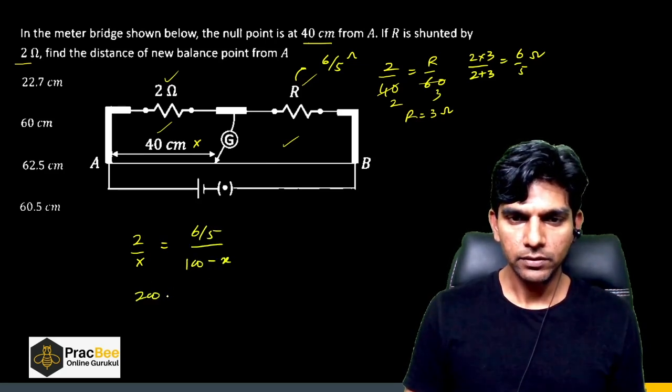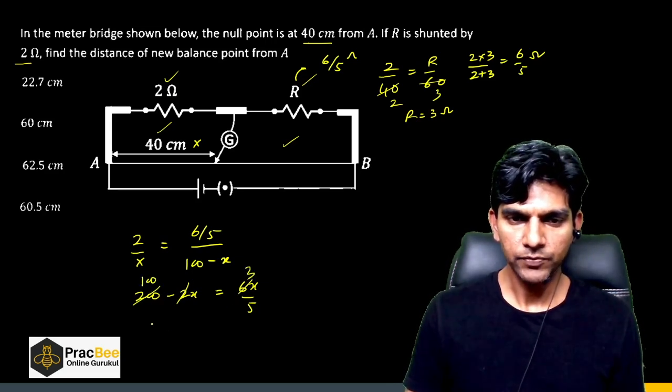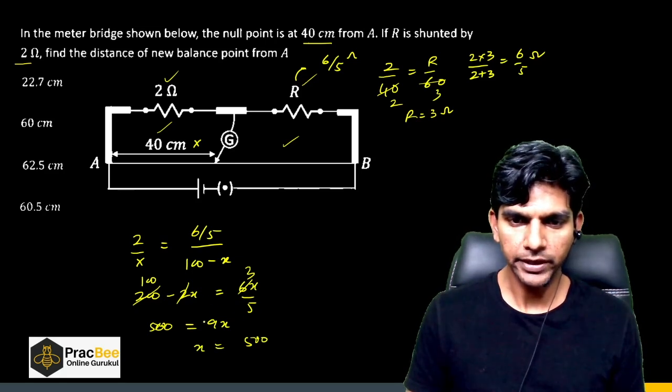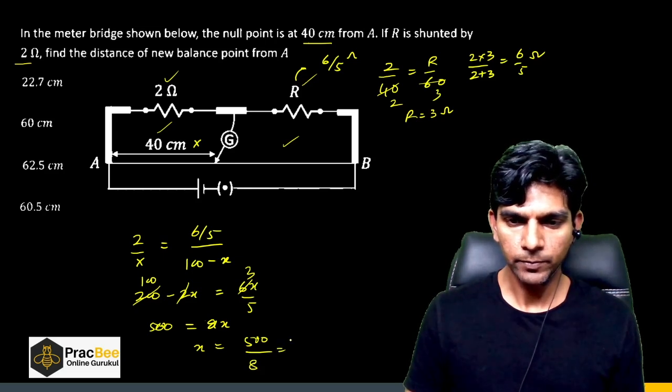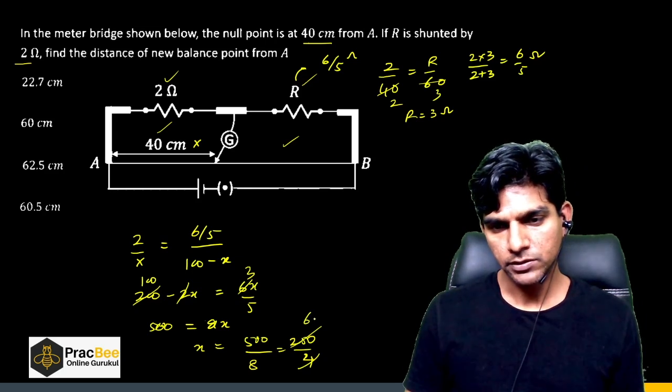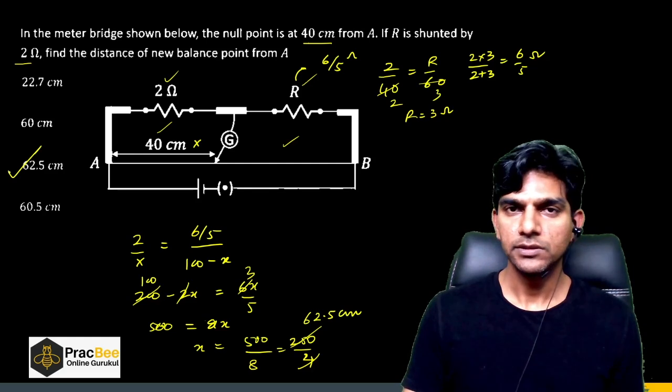So 200 minus 2X is equal to 6X by 5. If I divide by 2, this becomes 100, this becomes 3. So 500 minus 5X equals 3X... so 500 equals 8X, not 9X. So X will be 500 by 8. So this will be 250 by 4. So that comes out to be 62.5 centimeter. So this is the new balanced length.